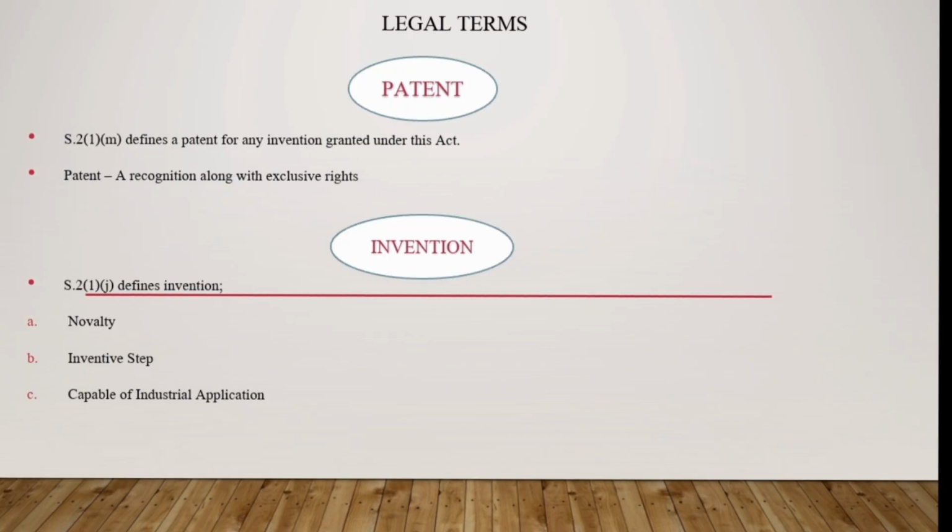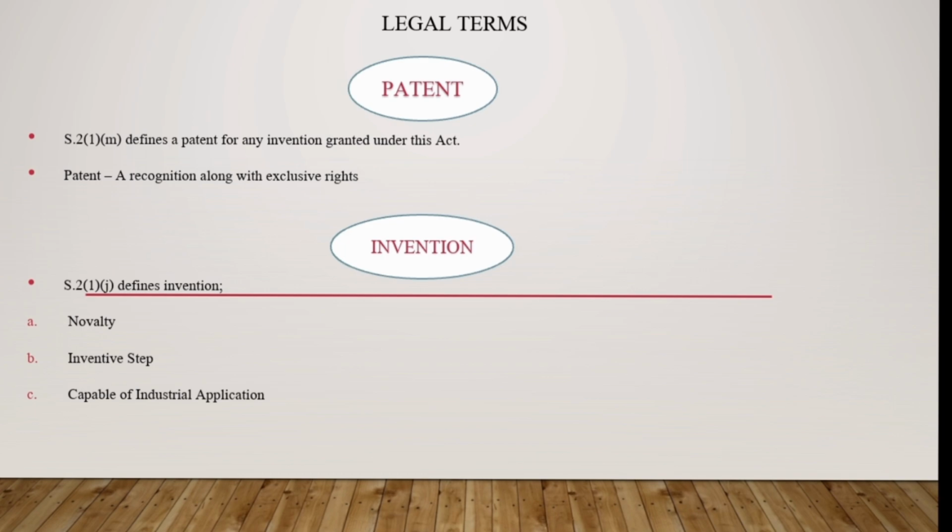So now this is the time to know the important legal terms, right? Okay, now in this video I'll explain two legal terms. One is patent. This patent is defined under this Act itself. Section 2(1)(m) of the Patents Act defines a patent as a patent for any invention granted under this Act. So we can take a patent as a recognition of something along with exclusive rights. Here something means any invention. So here our second legal term explanation is invention.